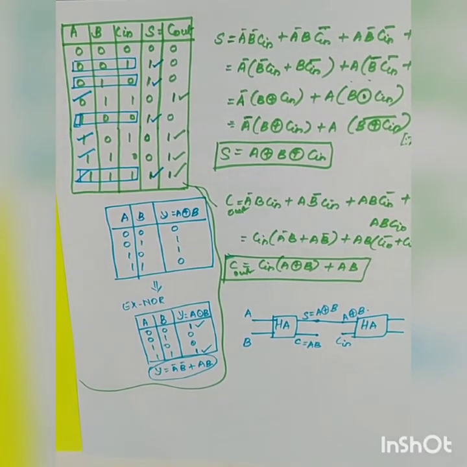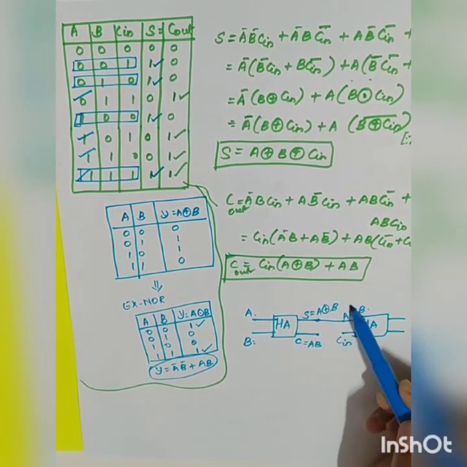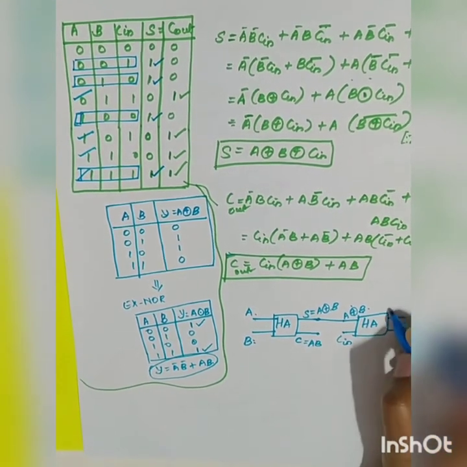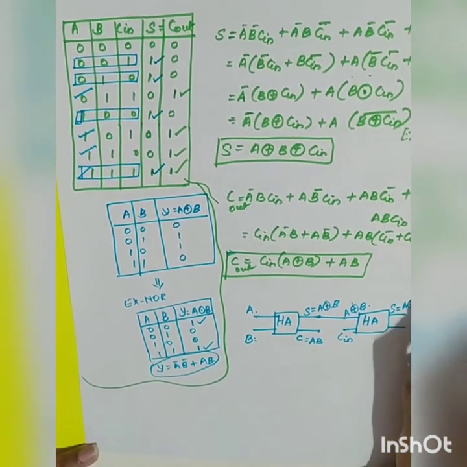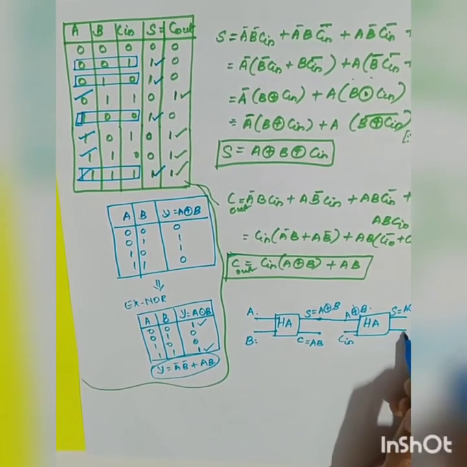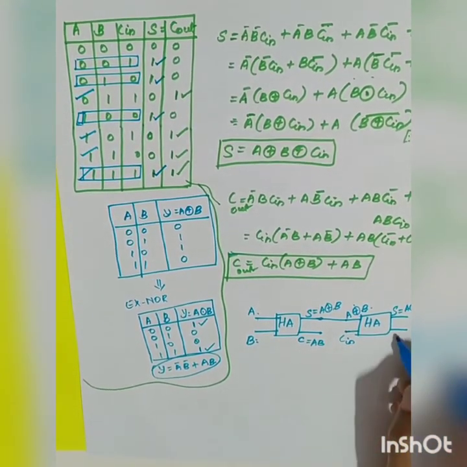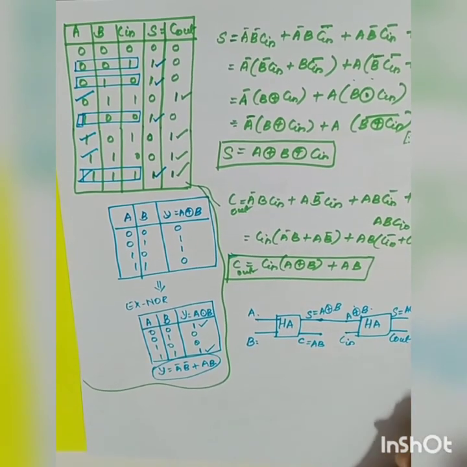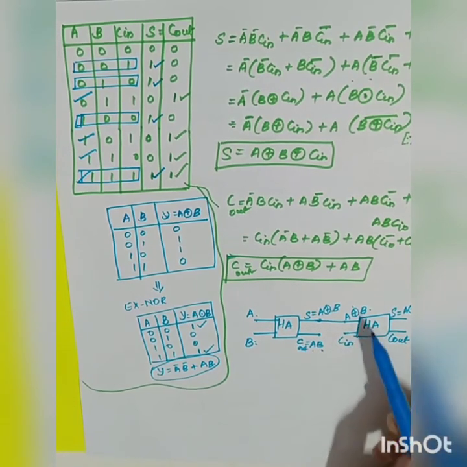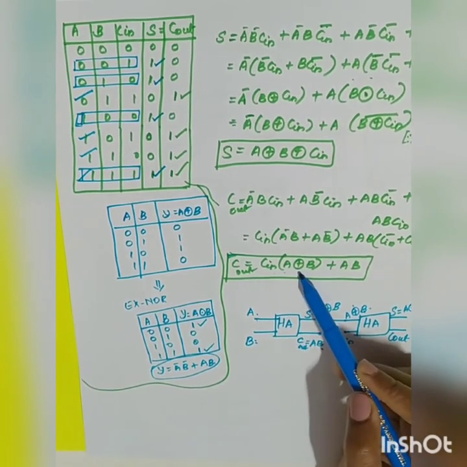Now, when you gave input as AB, your output was A XOR B. Now, when you give input of the half adder as A XOR B and C in, what will be the output? Output sum will be equal to A XOR B XOR C in. Okay? Right. Now, you have got your half adder. Now, what is the next output you want? You want C out. C out is equal to, you have already got AB from your first half adder. Now, you want the second output of C out. You have to add one C in into A XOR B, right?